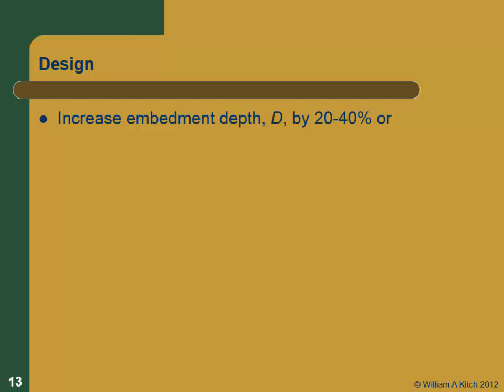So for design, what we do then is we increase the depth by, again, 20 to 40% to account for a factor of safety. Or we can factor Kp by 1.5 to 2 when we do the analysis, and we'll just get a deeper depth. We discussed this last time.